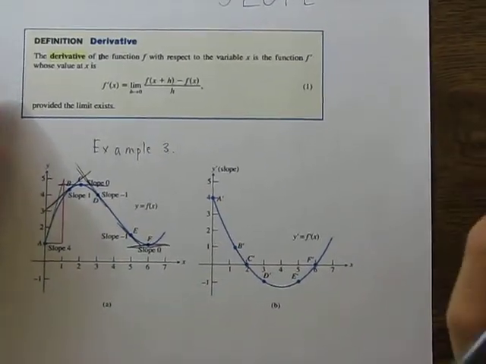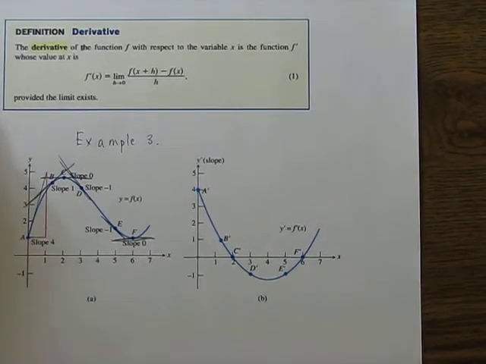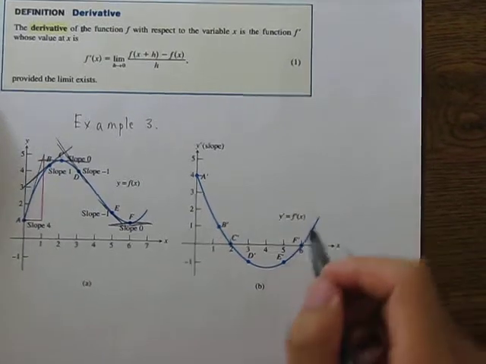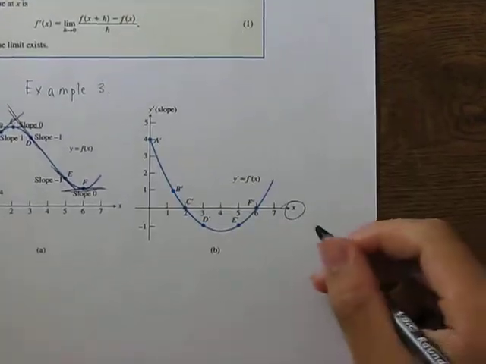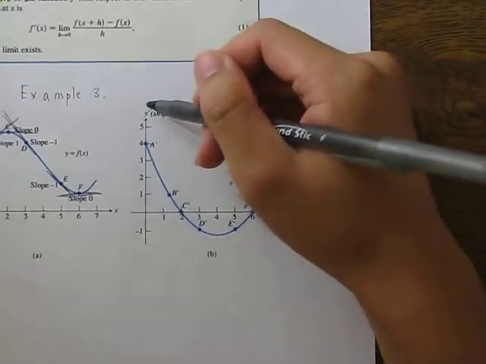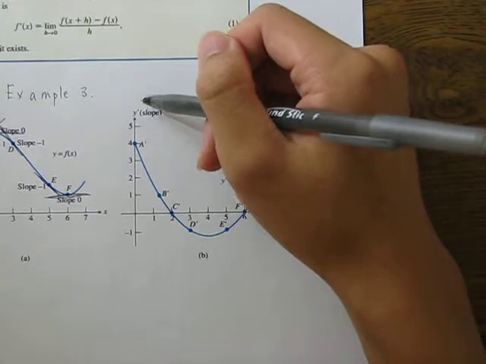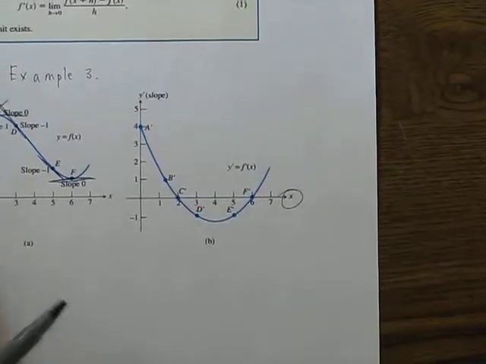But by plotting the slopes on the graph of f of x, you can obtain the graph of y prime, or f prime of x. So let's begin. Now you still have your x-axis. This is still x, but now your y-axis has changed. Instead of showing y or position, you're showing y prime, or you're showing slope. You're showing change.